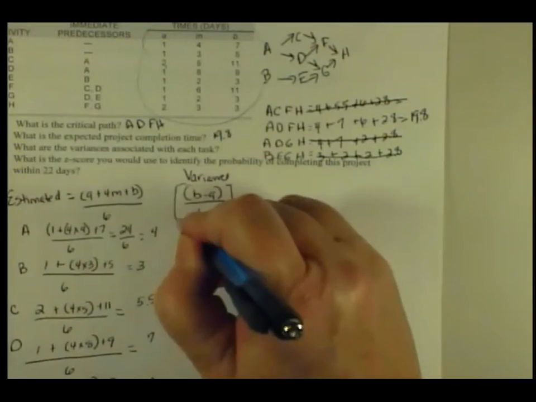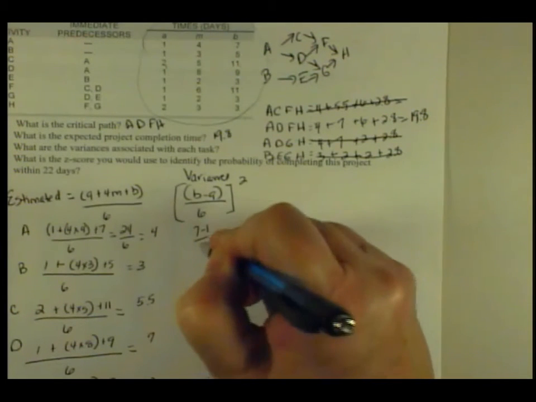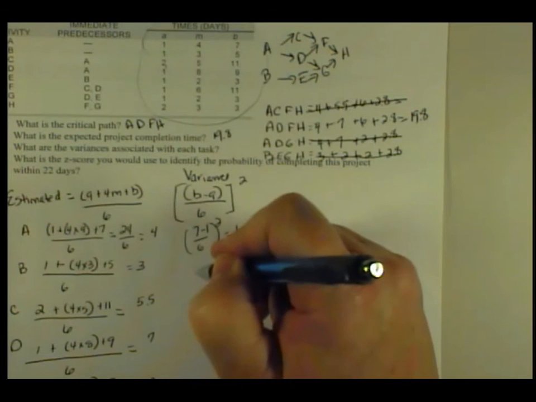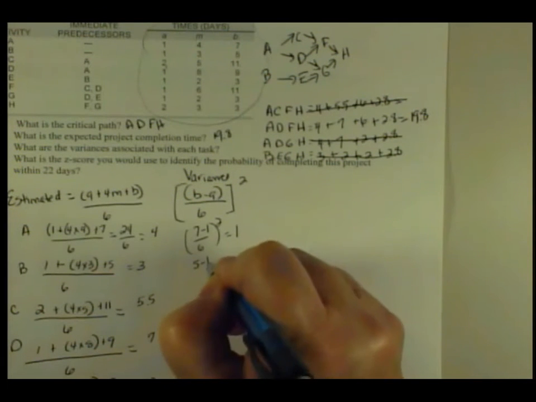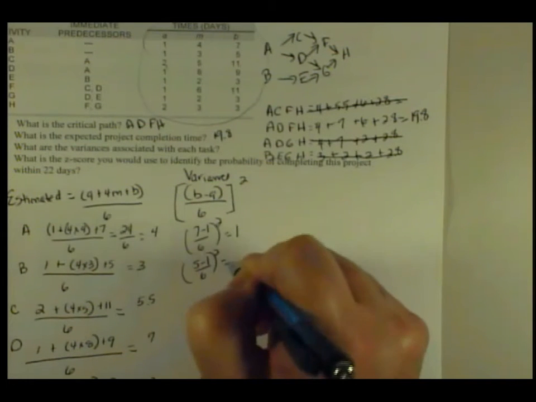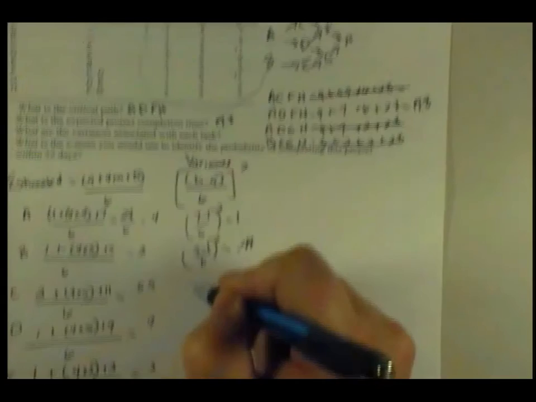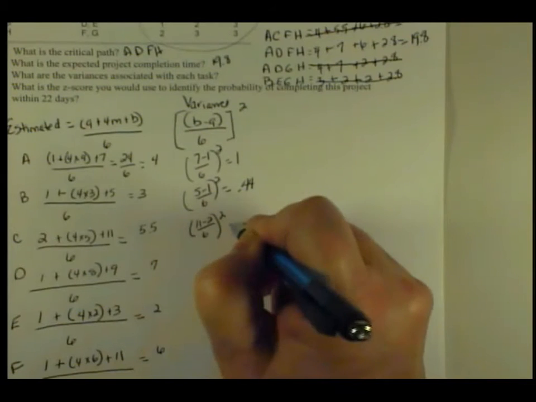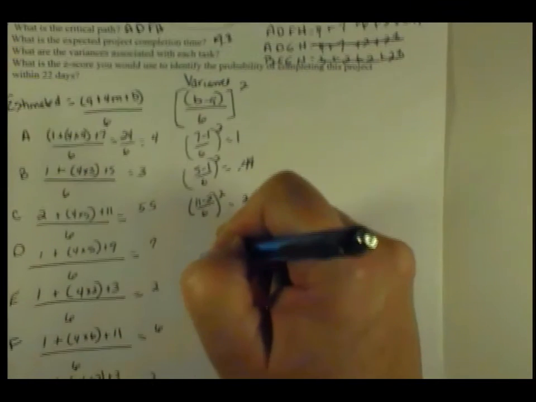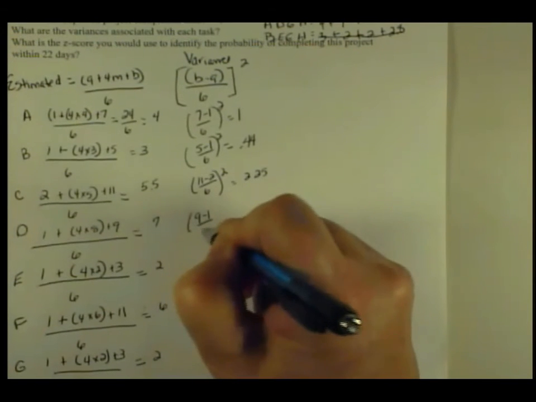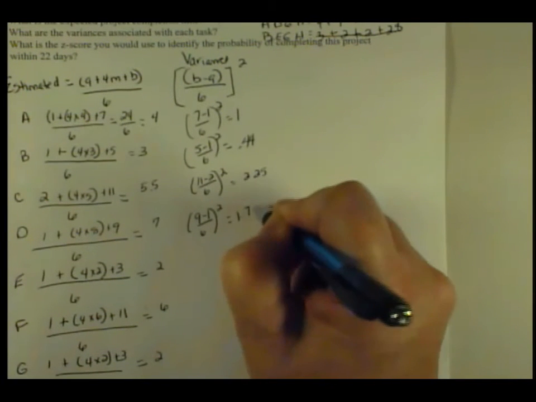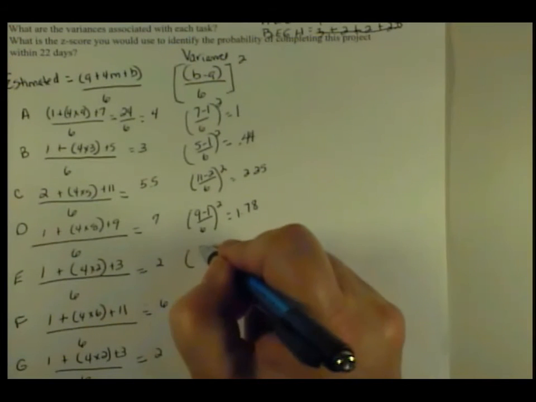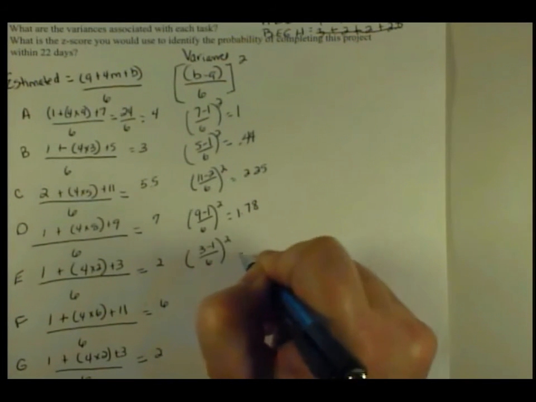Okay, so then it asks, what are the variances associated with each task? The variances are B minus A divided by 6, and then we square that. For task A, B minus A is 7 minus 1 divided by 6 squared, which is 1. For task B, it's 5 minus 1 divided by 6 squared, which equals 0.44. For task C, it's 11 minus 2 divided by 6 squared, which is 2.25. For task D, it's 9 minus 1 divided by 6 squared, which is 1.78.